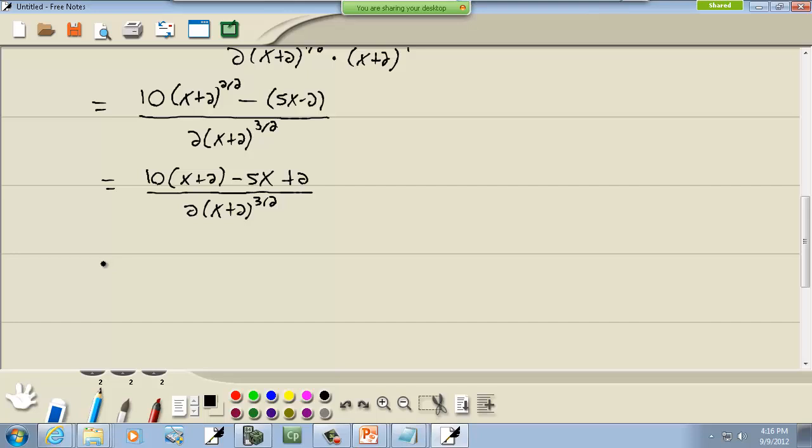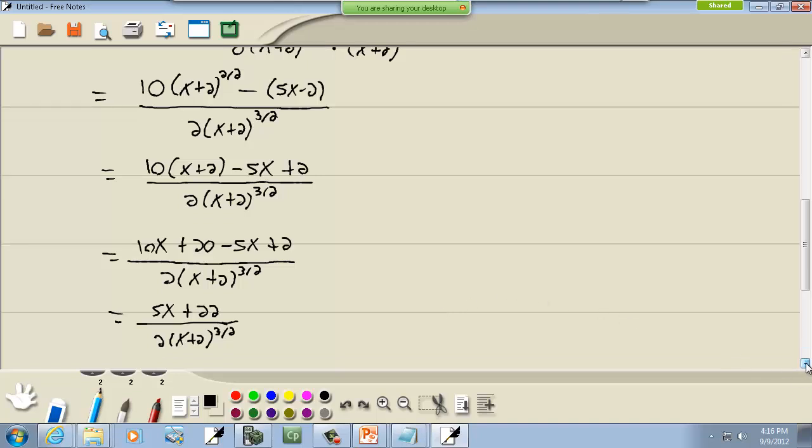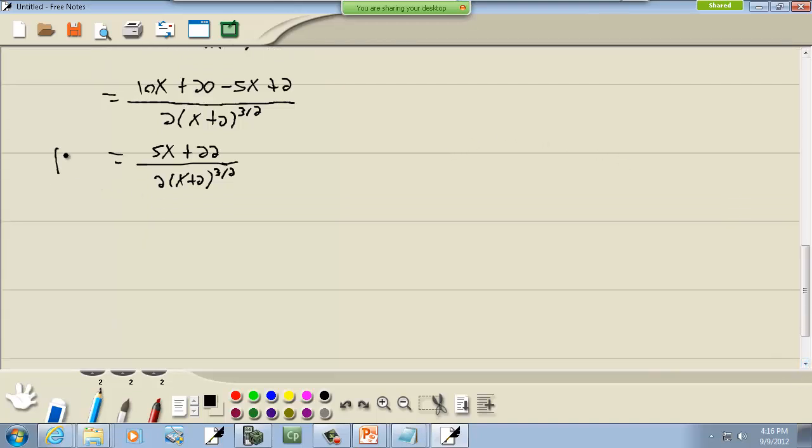Multiply the 10 through. So 10 times x is 10x, and 10 times 2 is 20, minus (5x + 2) over 2 times (x + 2) to the 3/2. 10x minus 5x gives us 5x. 20 plus 2 is 22, over this. Okay, that's our derivative. Like I say, I just wanted to show that so you get used to that different way of simplifying.